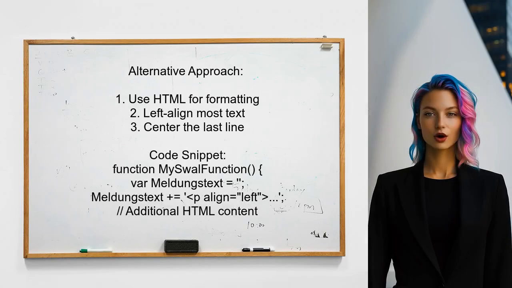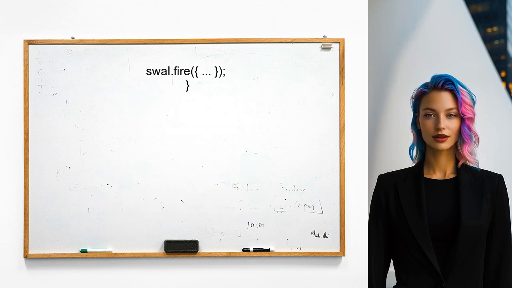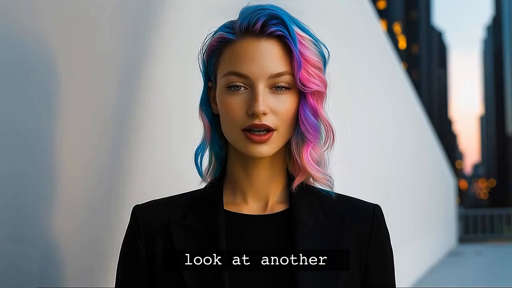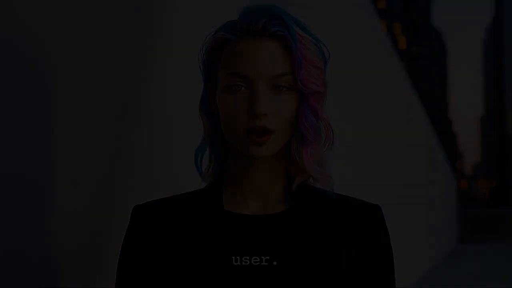An alternative approach shared by another user involves using HTML for text formatting in SweetAlert. They create a variable containing HTML code to control alignment. The text is left aligned while the last line is centered. This user found that CSS didn't work for their needs, so they opted for HTML instead. Let's take a look at another answer from another user.